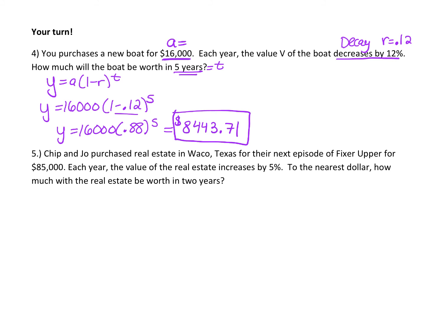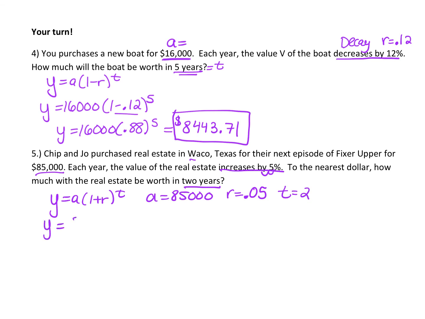In number 5, it says Chip and Joanna purchased real estate in Waco, Texas for their next episode of Fixer Upper for $85,000. Each year it increases by 5%. To the nearest dollar, how much will the real estate be worth in 2 years? So this is a growth equation, so I'm going to be using my growth equation. I know my initial amount is $85,000. I know that my rate, well, if it's 5%, move that decimal over 2 spots, it's going to be 0.05. And I know my time is 2 years.